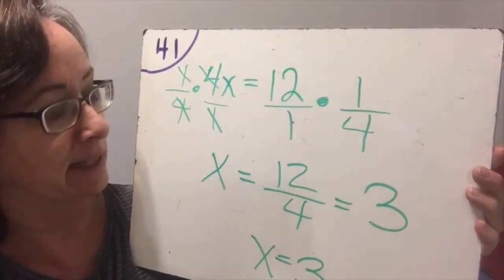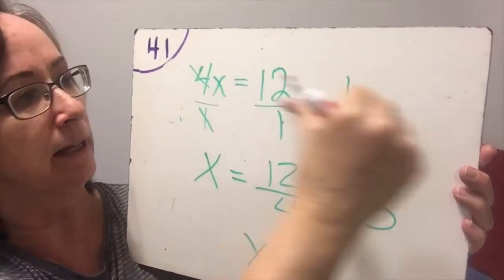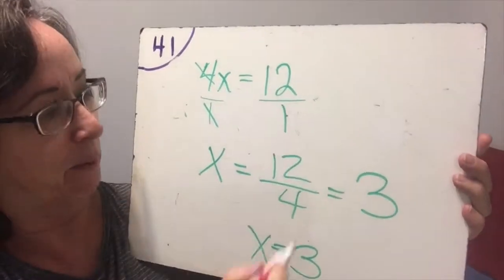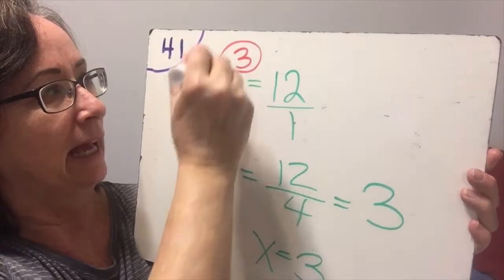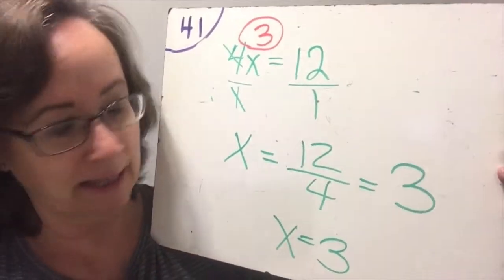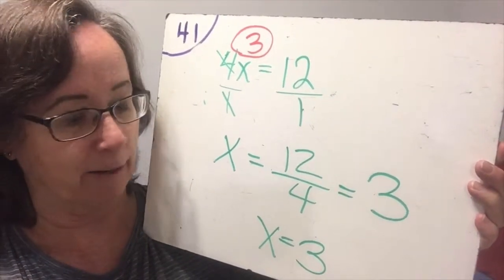Now let's take that back up and check it. If we take x as 3, back up here to the original equation, we plug in a 3, and we get 4 times 3 is 12, and that works.